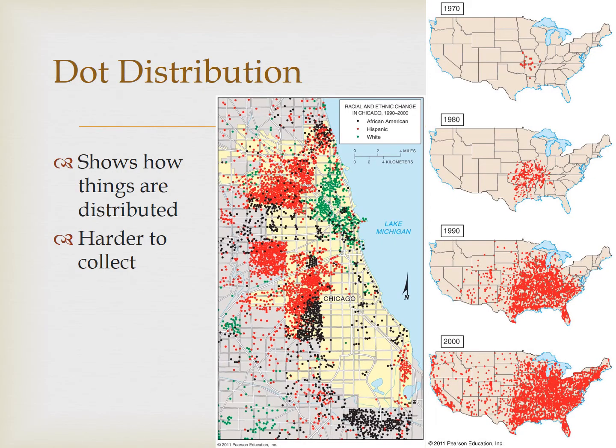Dot distribution maps, as the name implies, will show how things are distributed. And this can be really helpful in doing geographic analysis. But it also can be really difficult to collect this data. All of the dots have to be fixed to a specific point, what we call point data. They cannot just be thrown randomly on the map. So tools like GPS are often used to help collect and map this type of data.